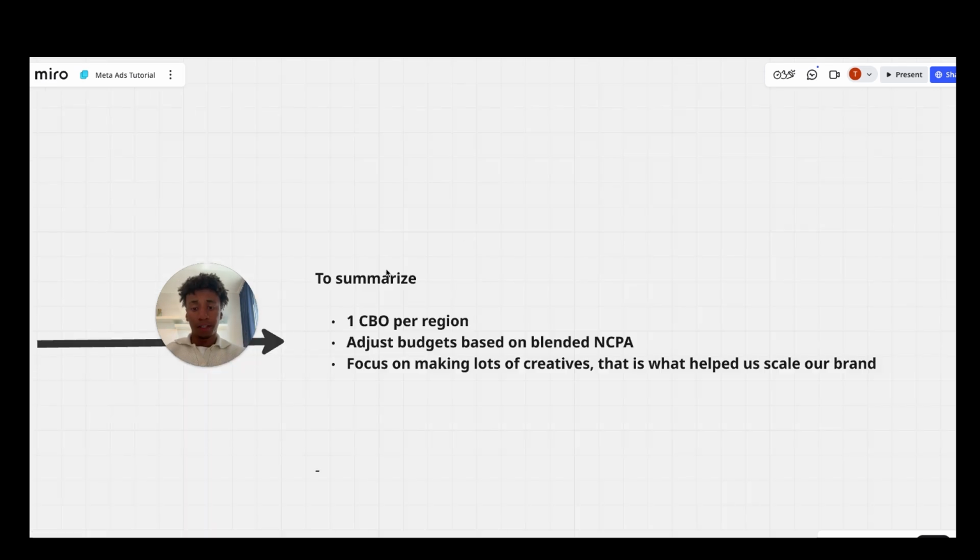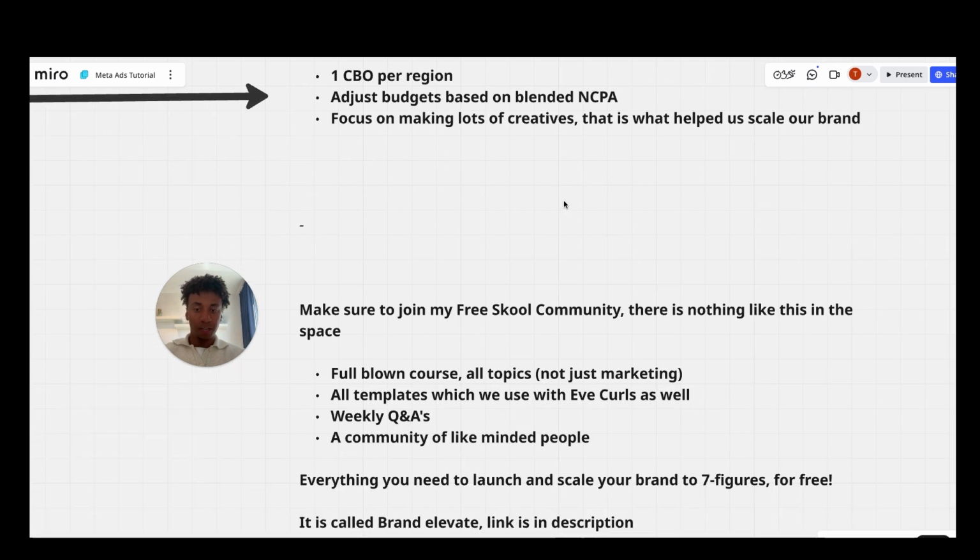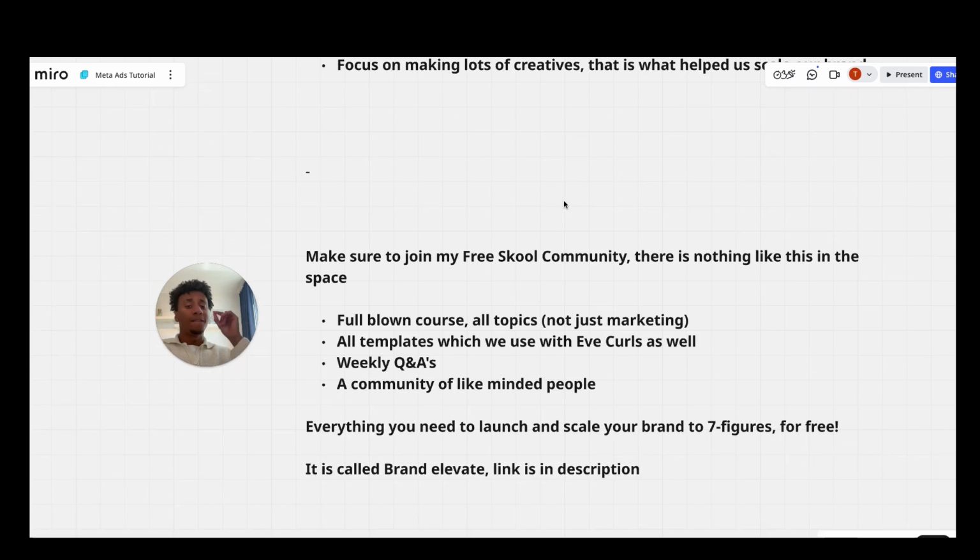So to summarize, our strategy, which brought us from 0 to more than 4 million euros in revenue, is that we have 1 CBO per region. The only thing you do is adjust your budget based on your blended NCPA. And what you should focus on is just making lots of creatives, because this is what helped us scale our brands.